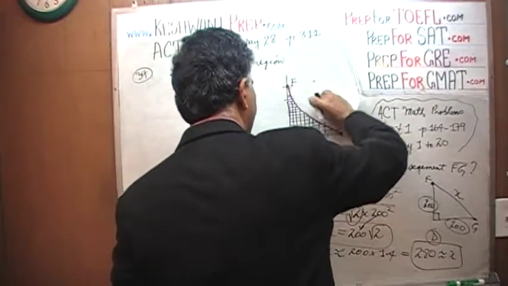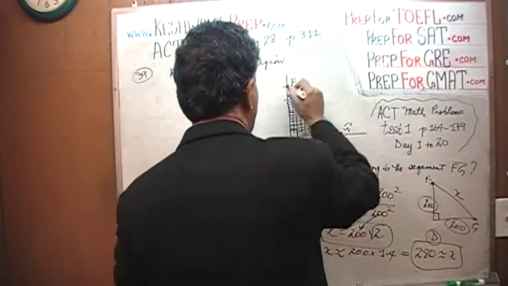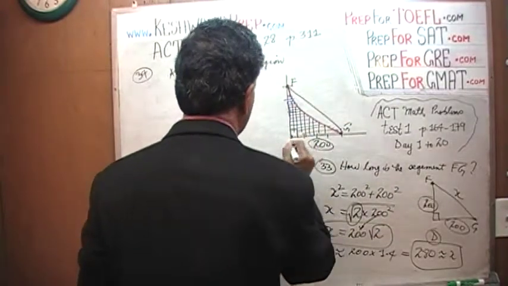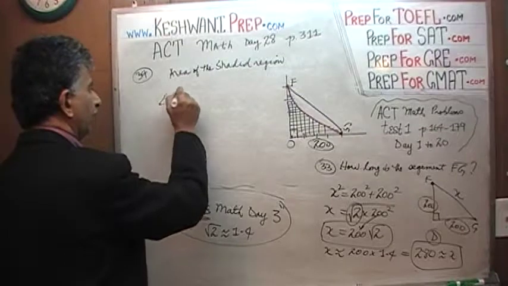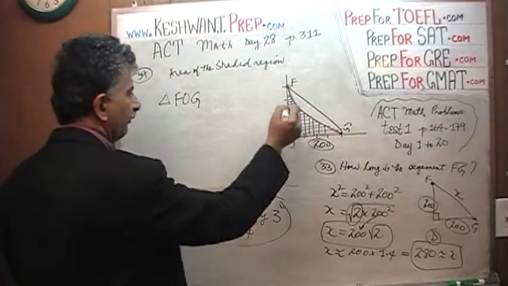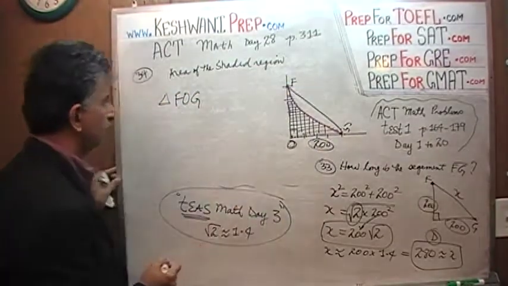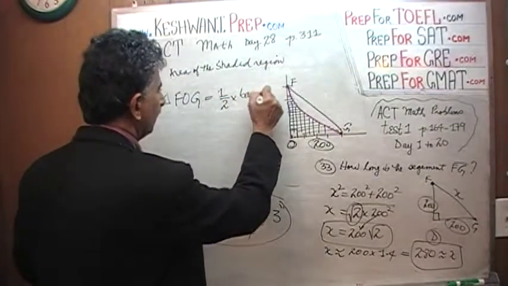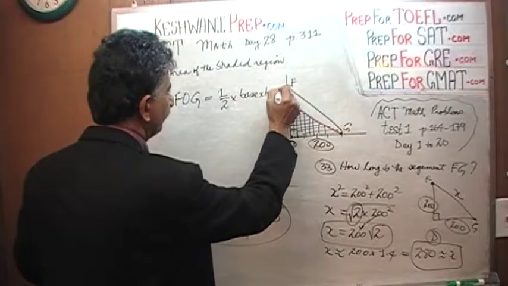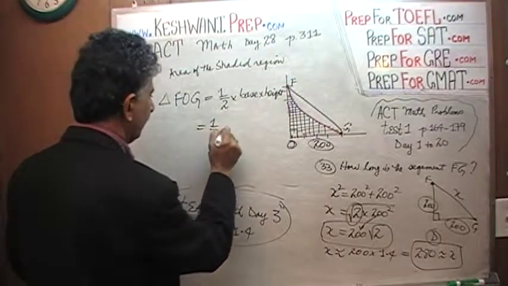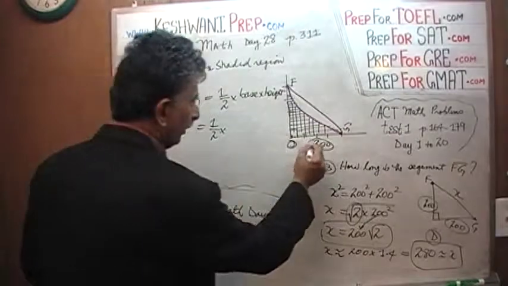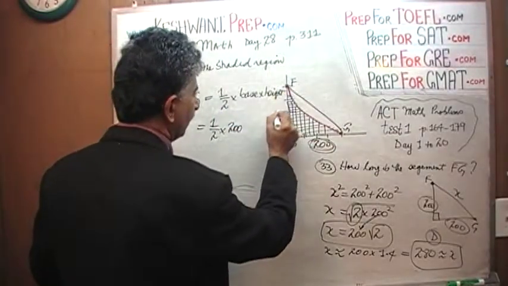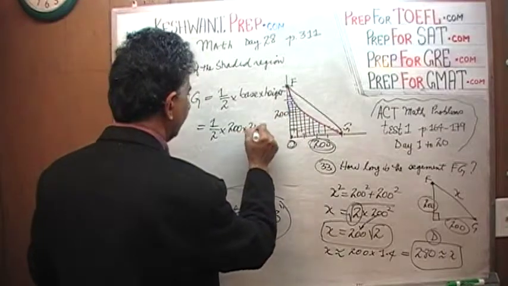Let's erase this. Triangle F, G, and O. The area of the triangle FOG, O for the origin, you understand? Equals 1/2 base times height. How much is base? Base is 200. How much is height, from 0 to F? It's 200. That's it, we are done.